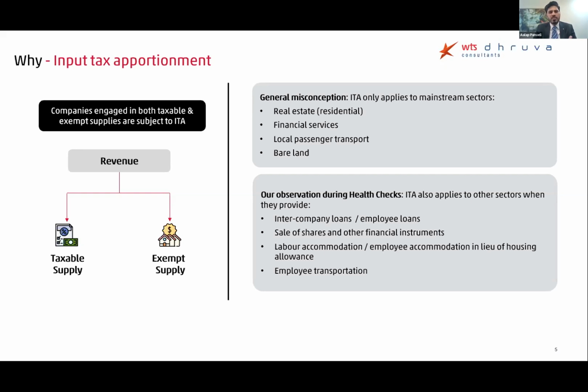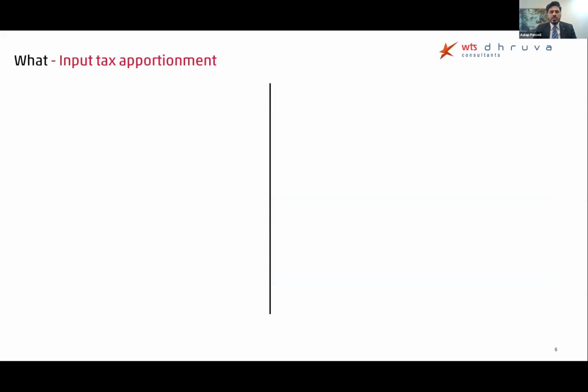So many businesses have actually missed to consider these as exempt and therefore never thought about the implications of input tax apportionment. So regular businesses doing these kind of exempt supplies could also have the implications of input tax apportionment. So we urge businesses to first identify such transactions, first come to know what is the exempt supply that you're making, and then you think about the input tax apportionment angle. So this is why. Next, we come to what is input tax apportionment.